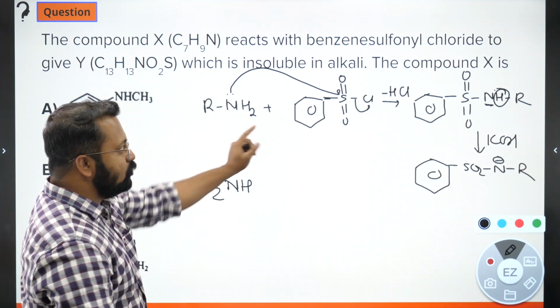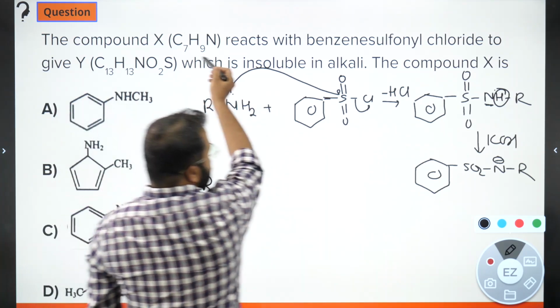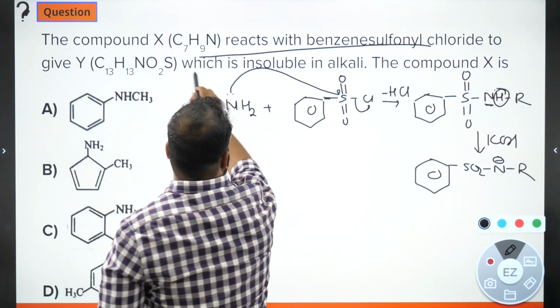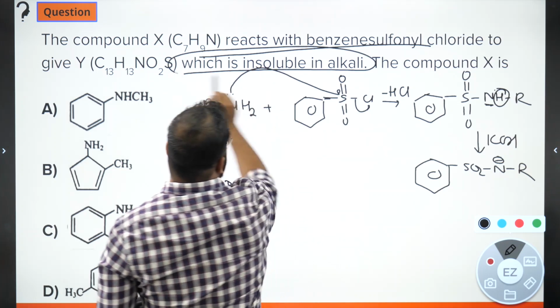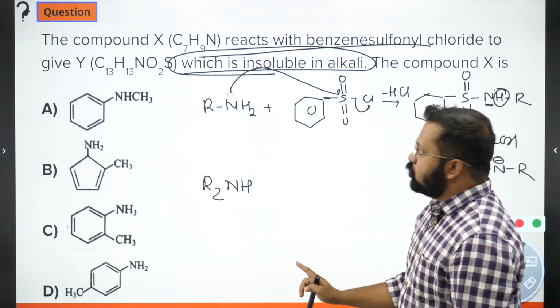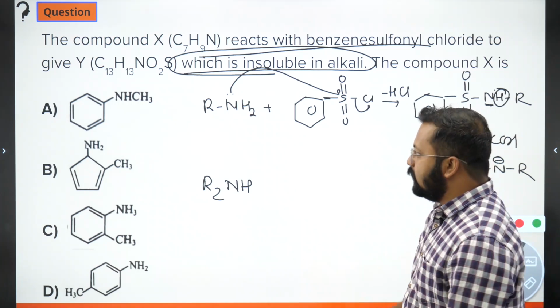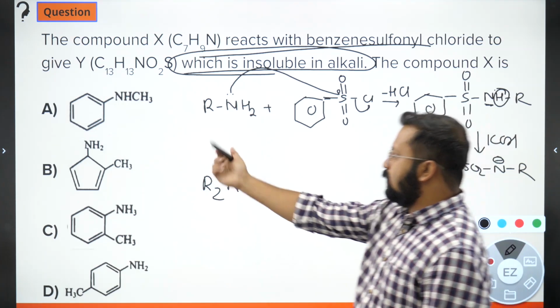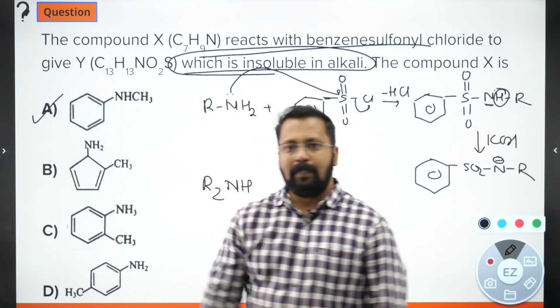So the right answer to this question is: reacts with benzene sulfonyl chloride, insoluble in alkali. Insoluble in alkali means it does not react with KOH. Answer should be a 2 degree amine. So 2 degree amine कौन सा है यहाँ पे? A. The right answer will be A.